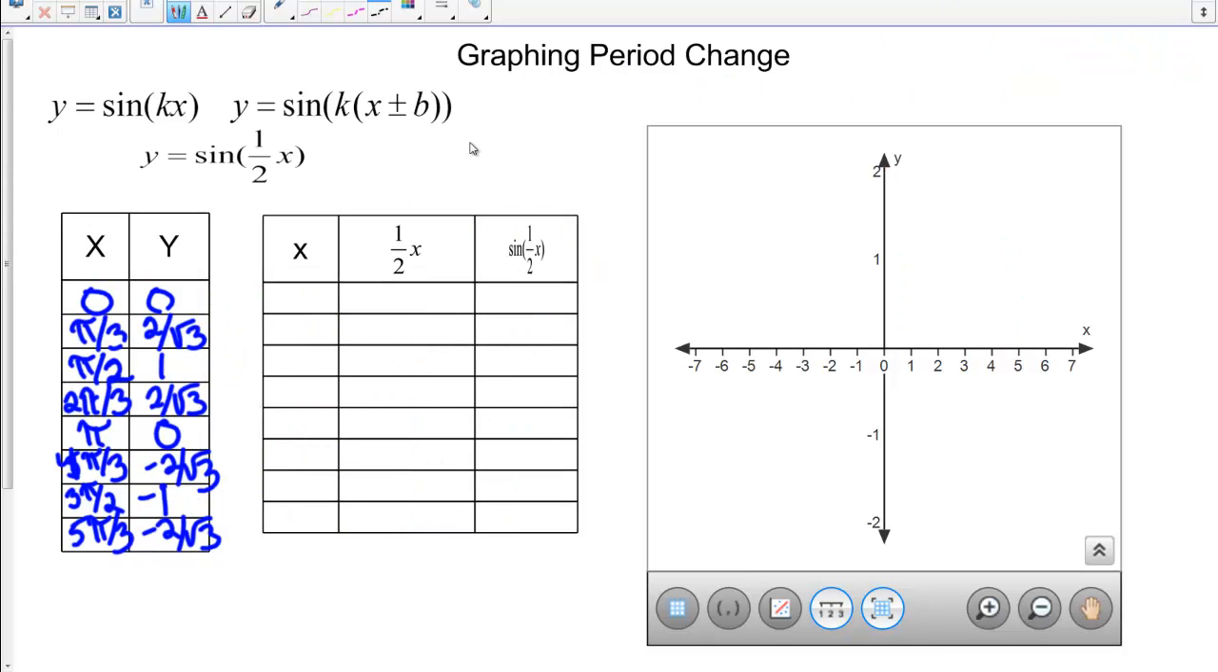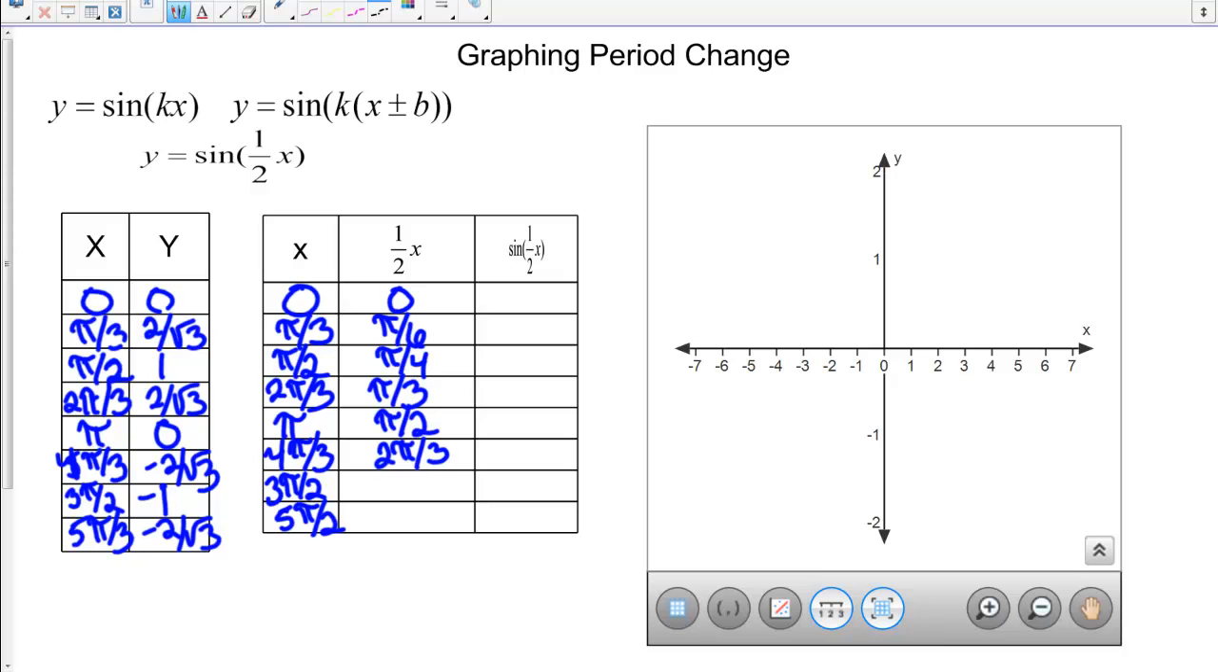So go ahead and try this problem, pause the video, and then we'll see what you got. So again, we copy down our x column, then we're going to multiply that by a half, so 0, pi over 6, pi over 4, then we get 2 pi over 6 gives us pi over 3, pi over 2, 2 pi over 3, 3 pi over 4, and then 5 pi over 6.